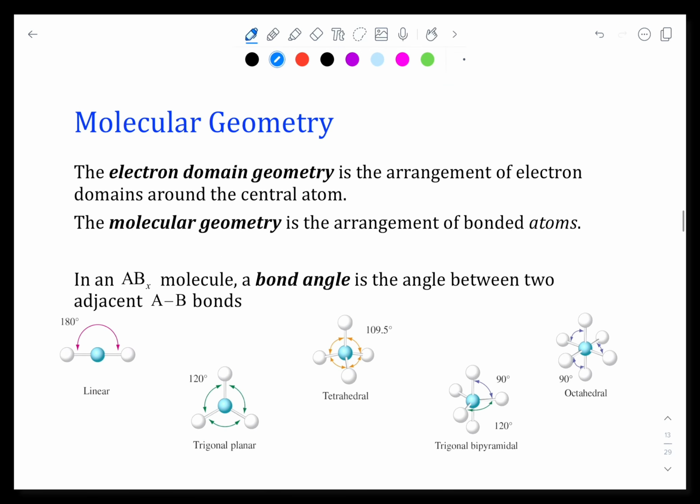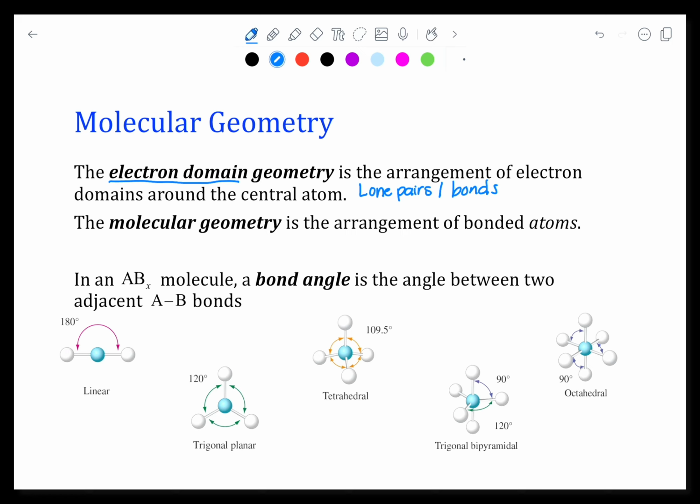What I want to talk about before we do that is the difference in the types of geometries depending on the structure. So what we've been looking at currently is the electron domain geometry, where we take every electron domain into account that is around that central atom. So this is going to be our lone pairs and our bonds.